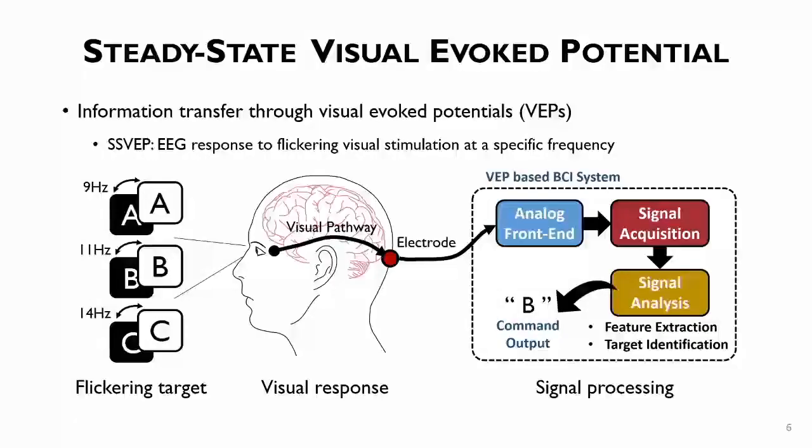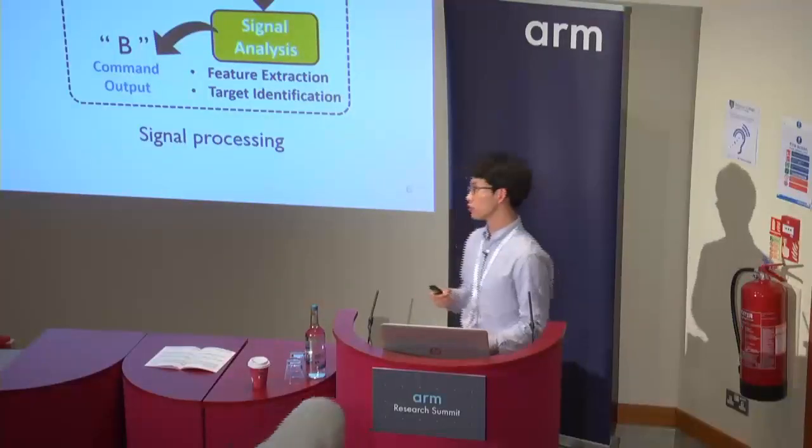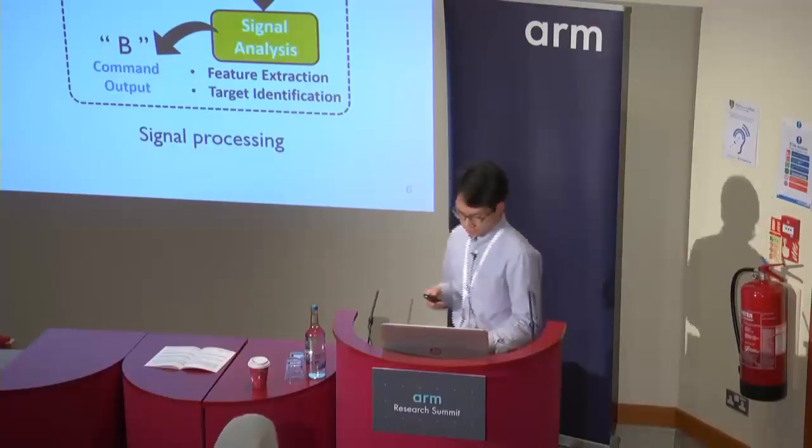So now I'd like to talk about the concept of BCI in this research. This BCI system uses a visual stimulus. From the onset of this visual stimulus, a brain response will be generated, and we can measure this response through the electrode on the scalp. We call this brain signal the visual evoked potential, shortly VEP.